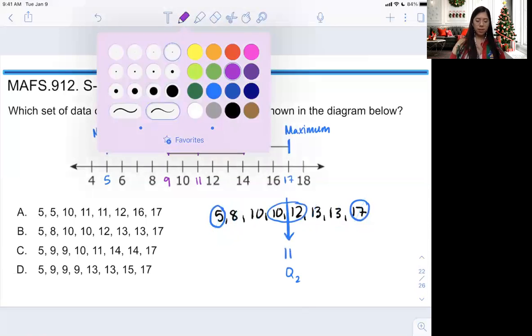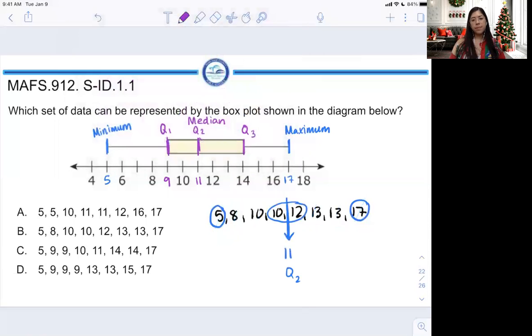Does anyone remember how to do that? Wait, miss, can you repeat that? How do I find my Q1 and my Q3? Once I have the median, because that's always what you have to find first. When you have the median, you can continue on. So what should I do?